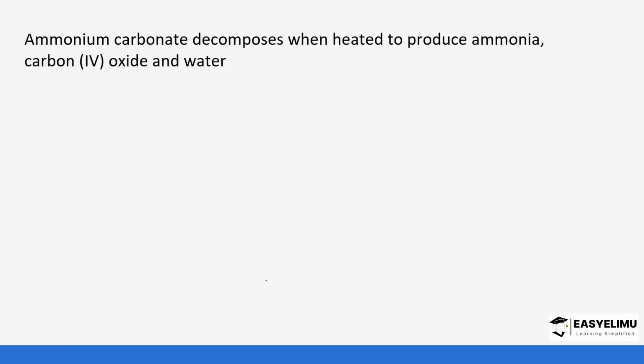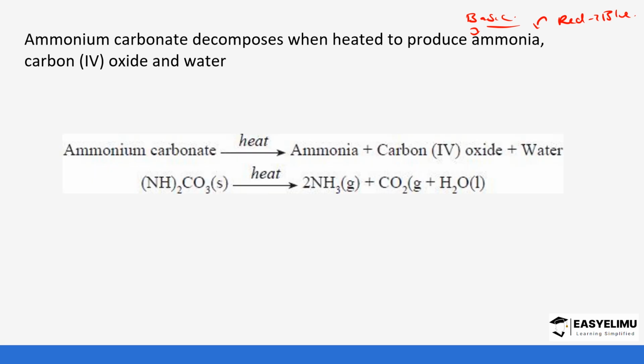As for the ammonium carbonate, it decomposes when heated to form ammonia, carbon dioxide, and water. And we said ammonia is one of the basic gases. So if you put red litmus paper, it is going to turn blue, and wet blue litmus paper is going to remain blue. So ammonium carbonate produces ammonia gas, carbon dioxide, and water as shown in the equation.